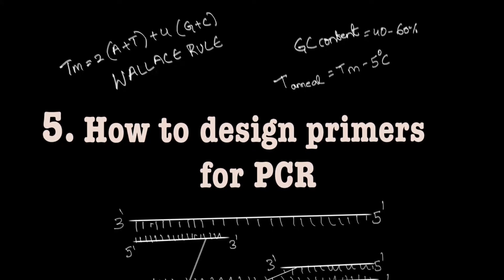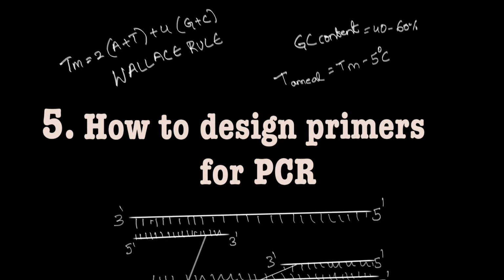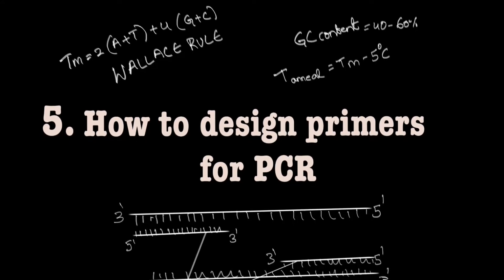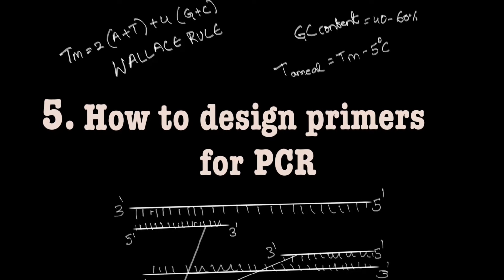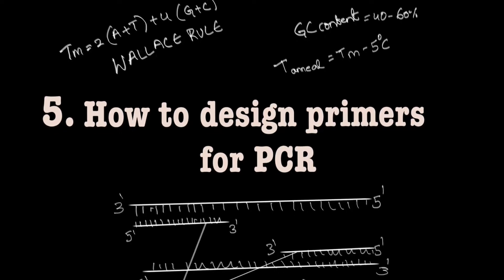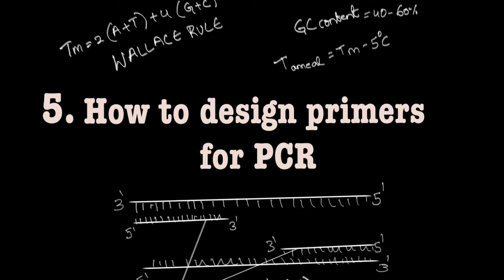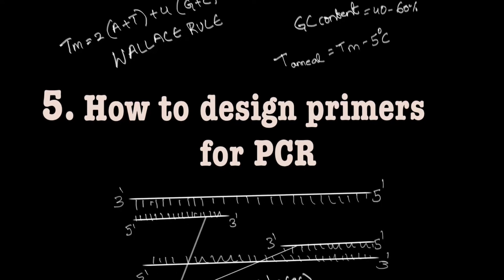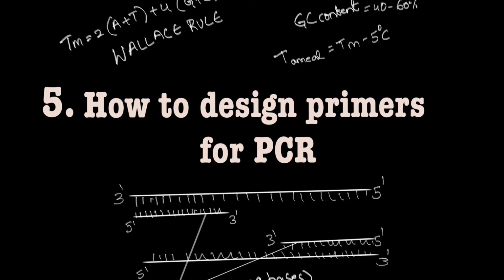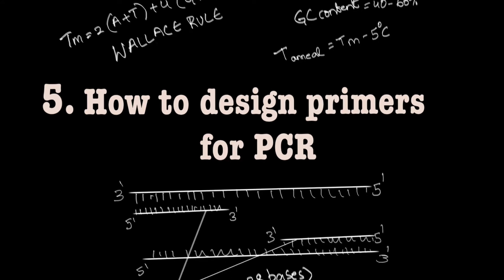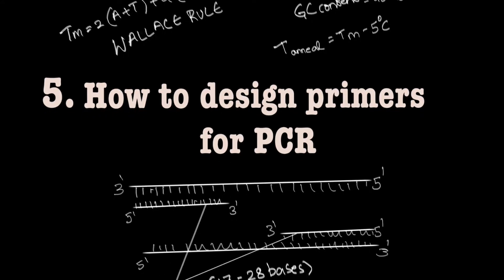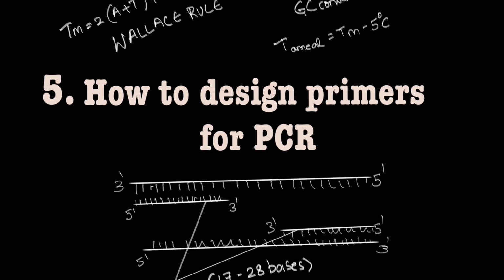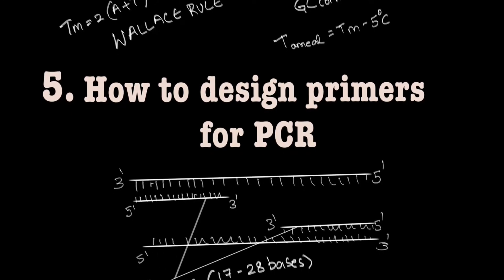The one thing you have to keep in mind is following the Wallace rule for melting temperature, and the GC content of your primer should be 40 to 60% at minimum. The annealing temperature is just less than 5 degrees below the melting temperature, and the optimal length of the primer should be around 17 to 28 bases.